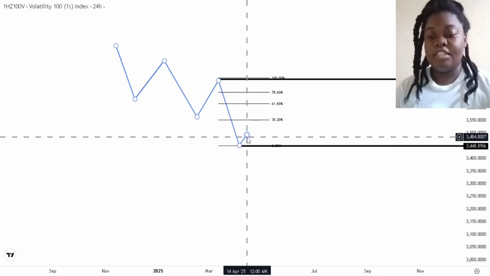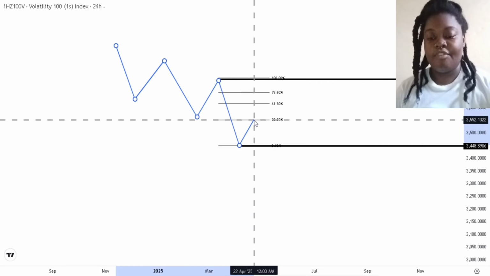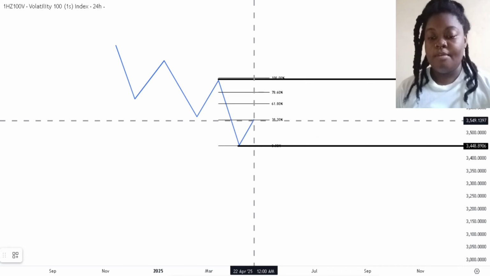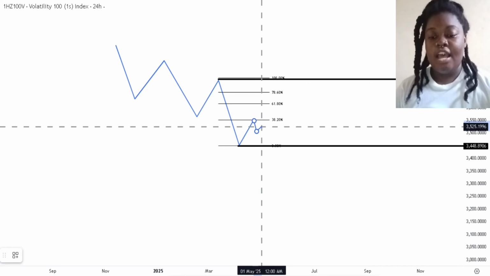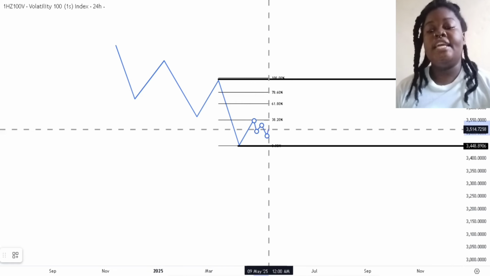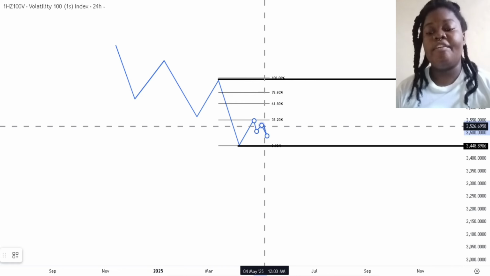Let's say the market continues, let's say it continues to the 38 right here. The market starts to reverse. It creates a lower high in the internal structure. This is internal structure, all right? Then it goes back up to break this high right here.